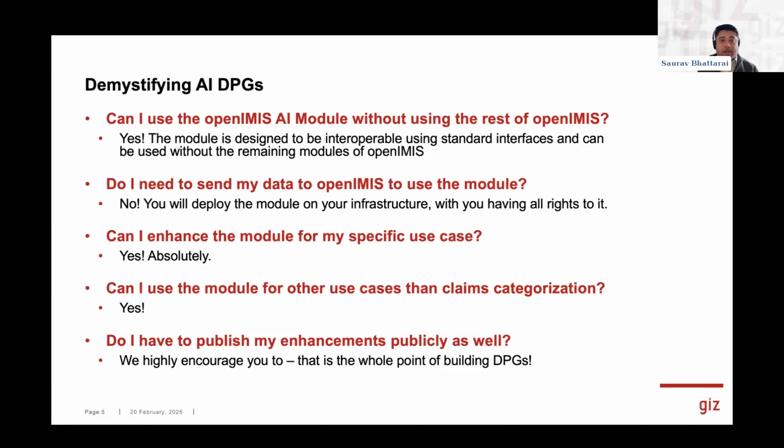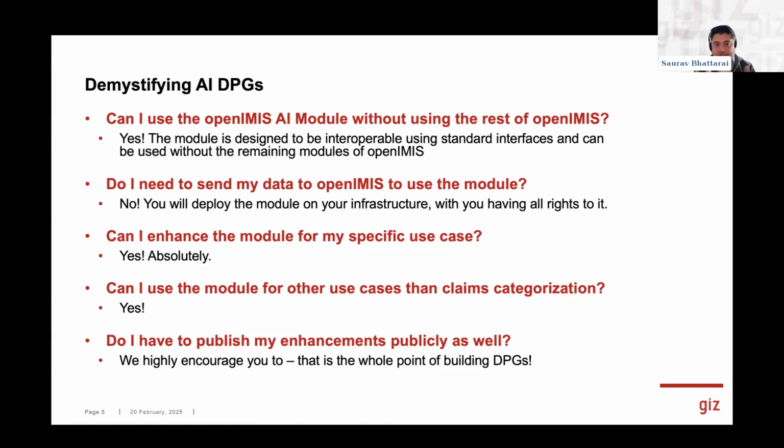The case here is that we should be developing much more of these, either built on openIMIS or on other DPGs as well. But this idea of developing artificial intelligence modules, models, whatever, as digital public goods really will help us innovate, because we can build upon each other's work.